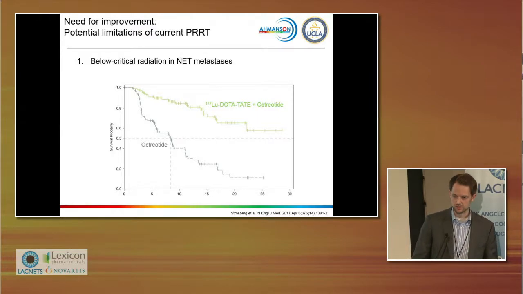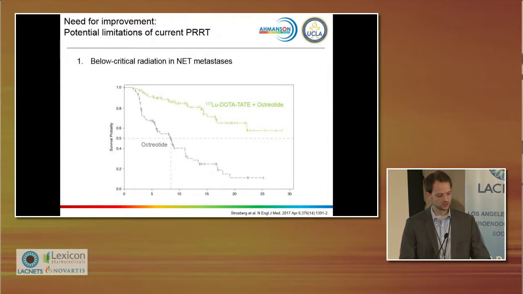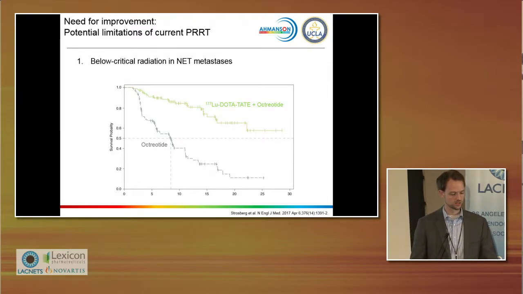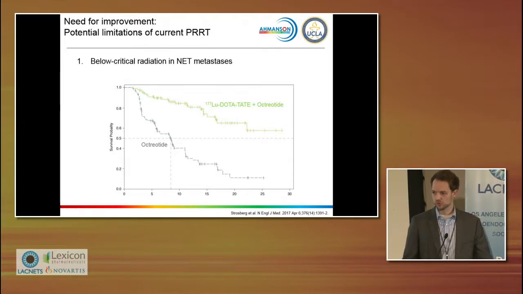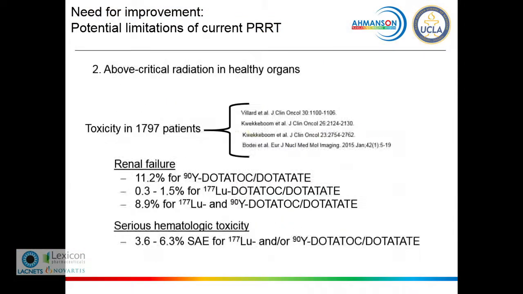There's no question the results of the NETTER-1 trial have been spectacular. That's a giant step in neuroendocrine tumor treatment. But still, looking closely at the numbers, it means that in the combination treatment of lutetium dotatate and octreotide, after around 15 months, about 30% of patients will have progressed. And of course, it would be nice, by improving PRRT, to also be able to treat those patients effectively.